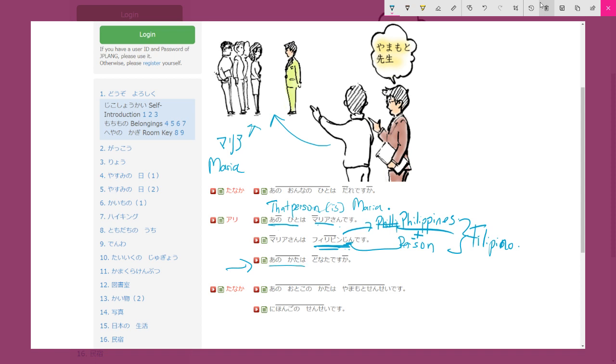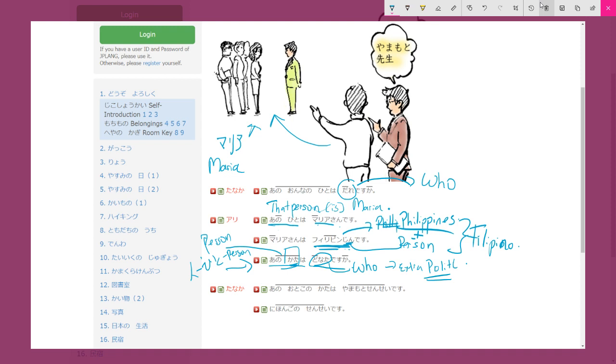So let's go with the third last sentence, right? It says, ano kata wa donata desu ka? So here, these are things I will cover later, maybe another day. Dare means who, right? Donata also means who, but extra polite. This is the extra polite version of who. I'll explain that another day. But here, kata also means person. It's just like hito, which also means person. But kata is an extra formal version, right?